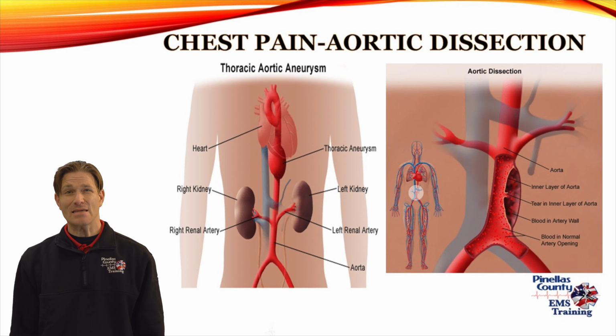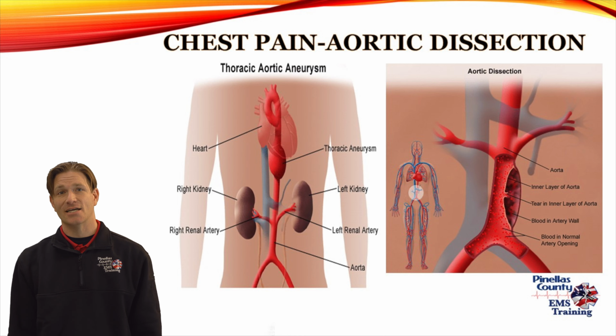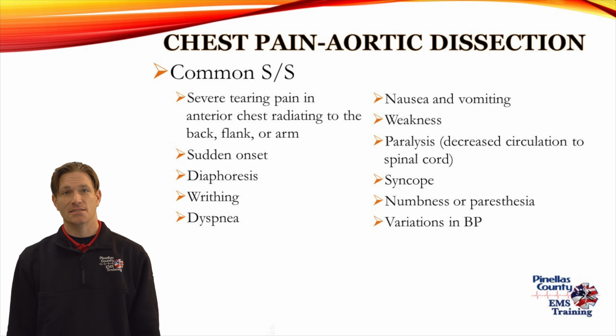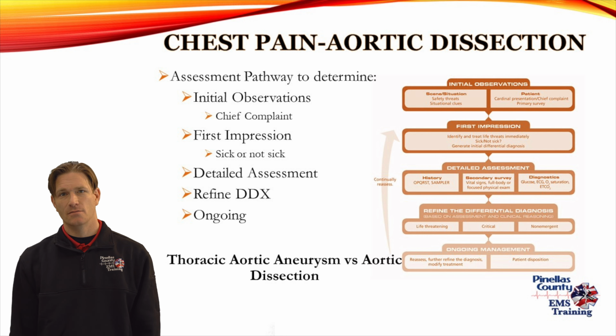The pain may be migratory, moving from one place to another, according to the direction of the extent of the dissection. Some of these signs and symptoms are similar to an acute MI, but are more associated with dissection. So get a 12 lead early to help you with your differential diagnosis. If the patient does not show a STEMI, we should be working through our assessment pathway.